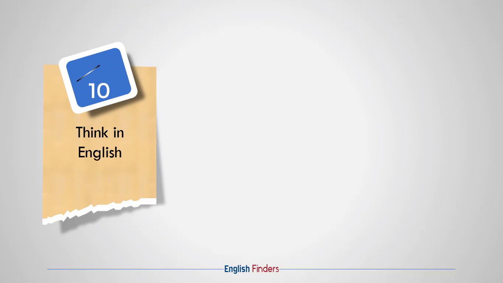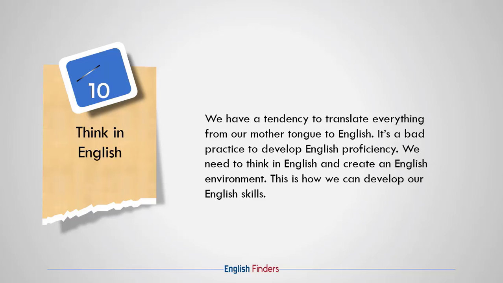Number 10. Think in English. We have a tendency to translate everything from our mother tongue to English. It's a bad practice to develop English proficiency. We need to think in English and create an English environment. This is how we can develop our English skills.